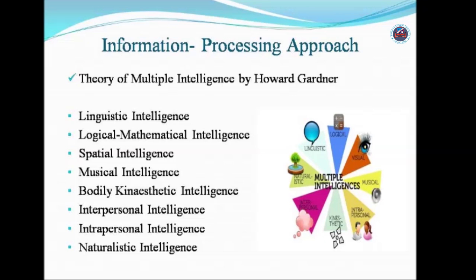Information processing approach. In this information processing approach, we will be discussing 3 different theories of intelligence. In this slide, we will be discussing the theory of multiple intelligences by Howard Gardner. This is the first theory that comes under the information processing approach. According to Howard Gardner, he believes that intelligence is not a single entity, but rather we have different types of intelligence in us.